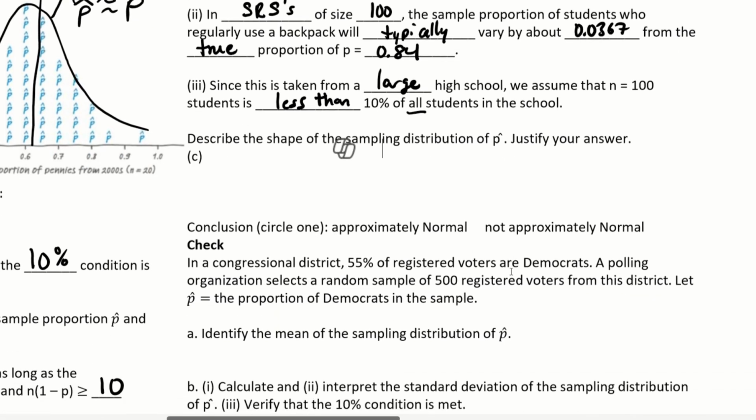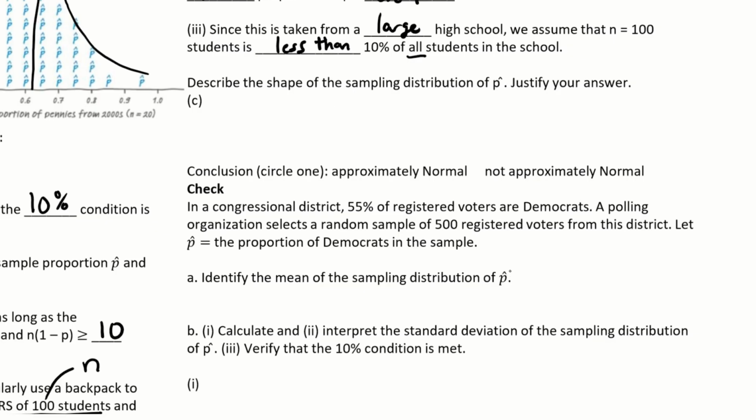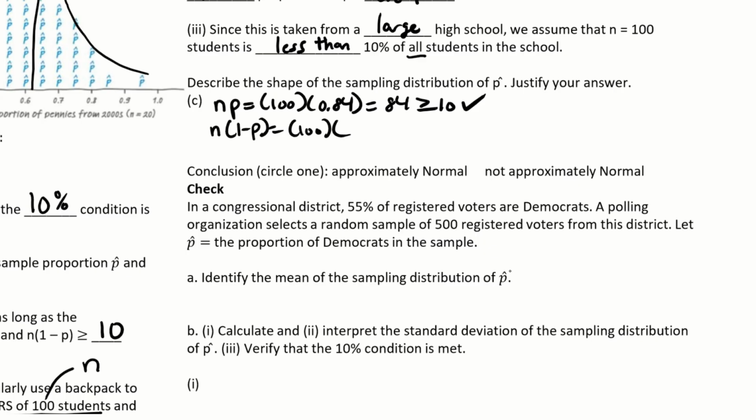All right, so let's go ahead and describe the sampling distribution. In order to determine if it's normal or not, we need to identify whether the large counts condition is satisfied or not. So this is the large counts condition, n times p. We have a sample size of 100 and a population proportion of 0.84. So that's going to give us 84, which is greater than or equal to 10. And then we're going to do n times 1 minus p. So that's 100 times 0.16, which is 16, which is greater than 10. Okay, so far so good. So that means that it is approximately normal since it passes.